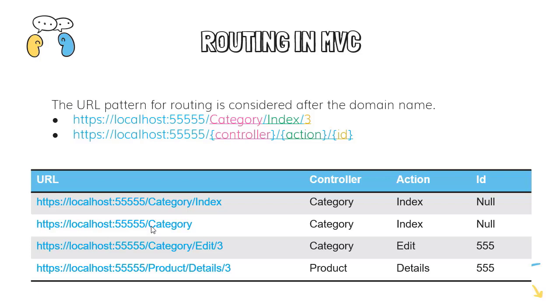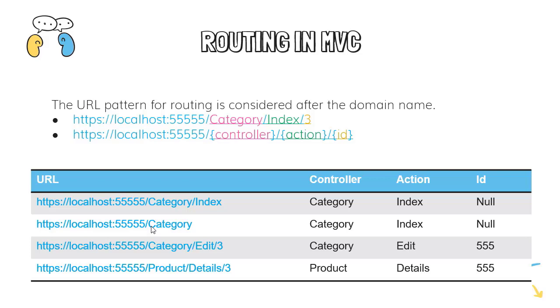category/index/3. In an MVC application, the first thing that you will see will be the name of the controller. After that, we will have the name of the action followed by the ID. Also keep in mind that ID is an optional field. Some of these fields can be optional, and if they are not present, it will take the default value. Like if an action name is missing, it will default the action name to be index.